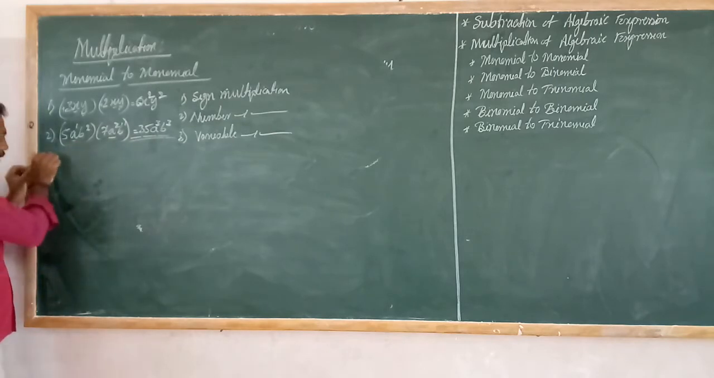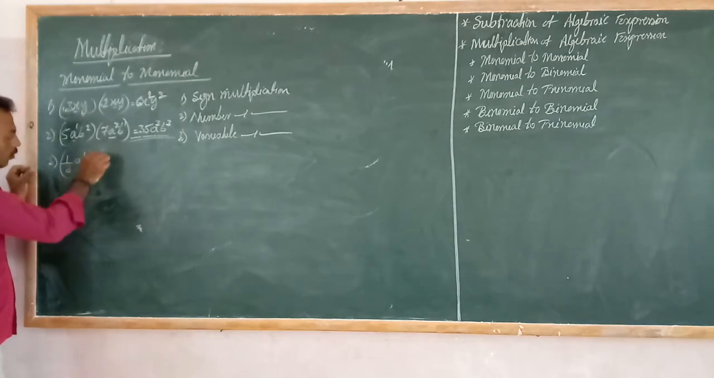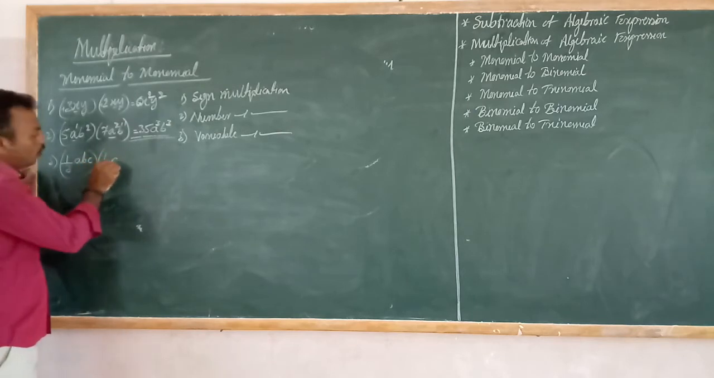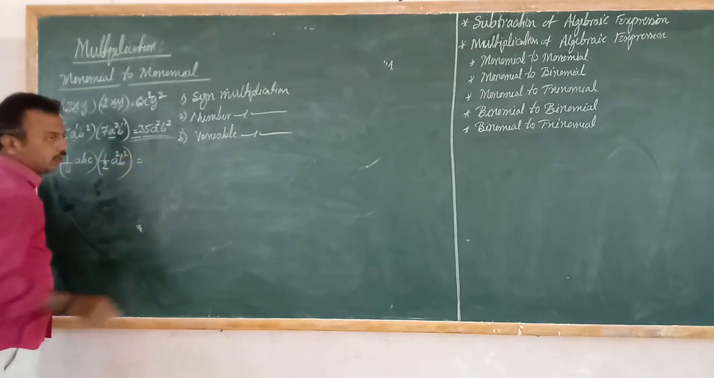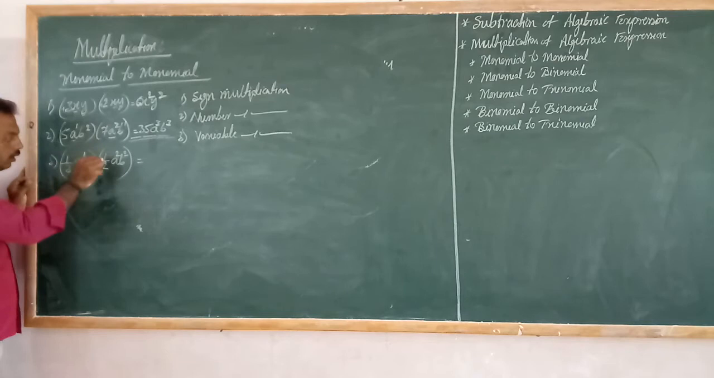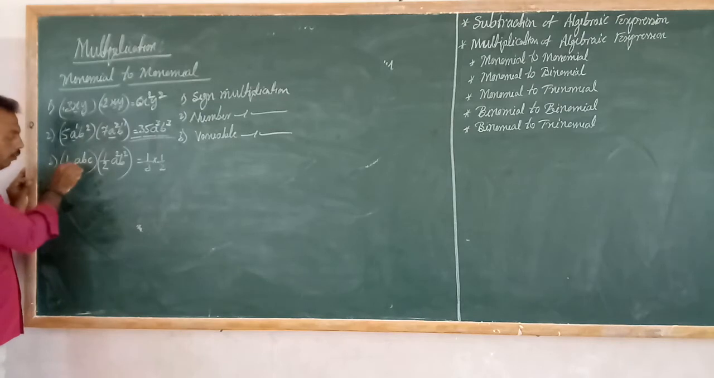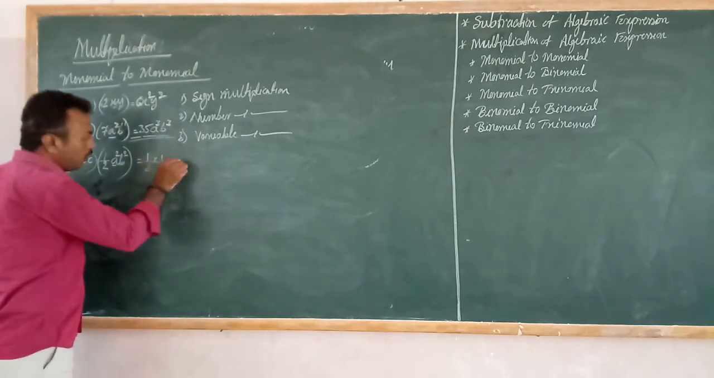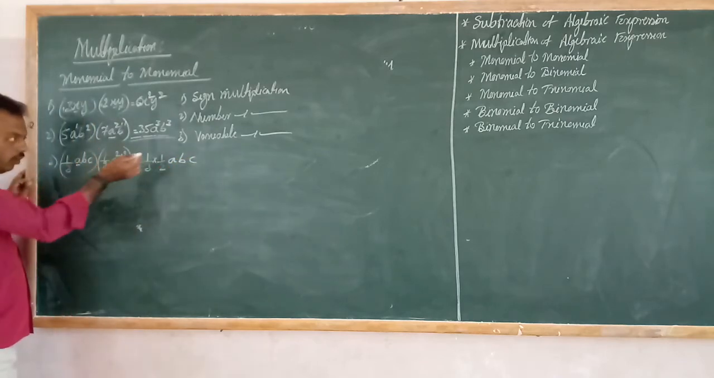Next one, I will take 1 by 3 abc into 1 by 2 a square b square. First I will write down the multiplication of the sign, but if you have a plus sign, you need not multiply that. After that, 1 by 3 into 1 by 2. After that, variable multiplication. What variables are there? A is there, b is there, and c is also there. So we have to write the powers.